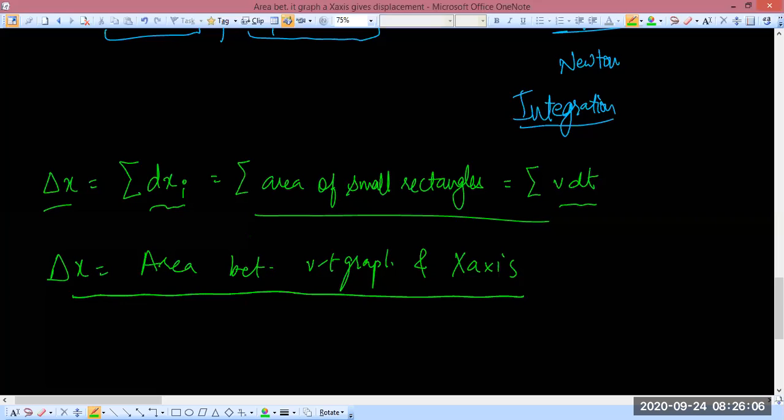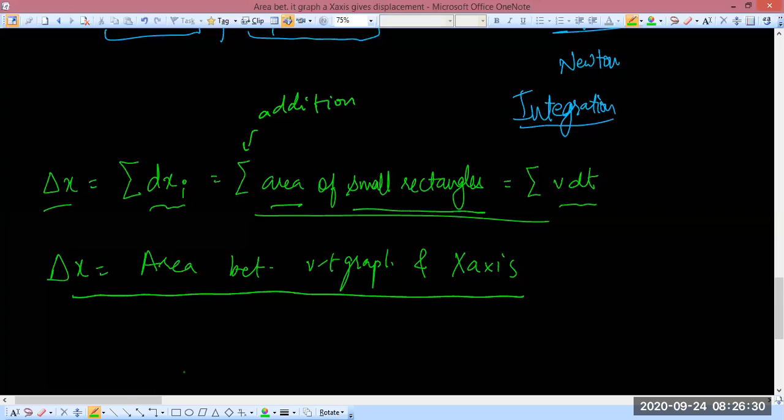We divided it into multiple very small rectangles, and then we took the area of all of them and added them with sigma, that is addition, right? And that addition is nothing but the addition of v dt. So this is what you could have. Now we will see what the integration symbol is.